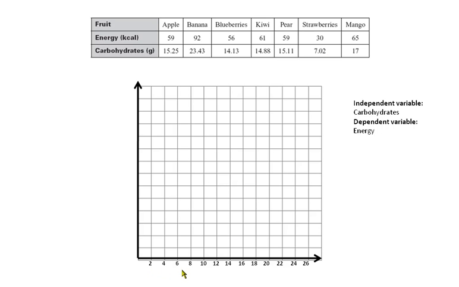So we just go 2, 4, 6, 8, 10, 12, all the way up to 26 over here, which is again a little bit higher than we need to go, but that's all right. So our last data point would be somewhere around here. Okay, so now we have the units for the carbohydrates.